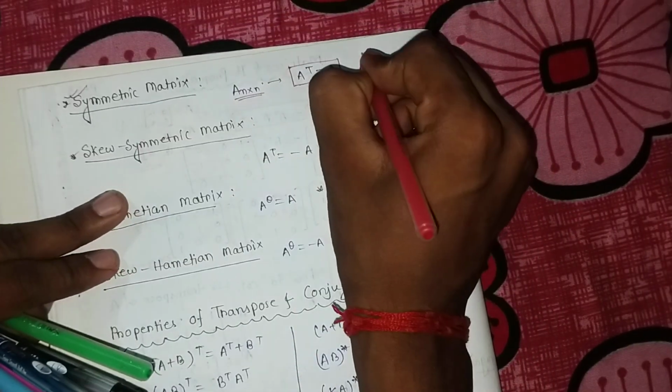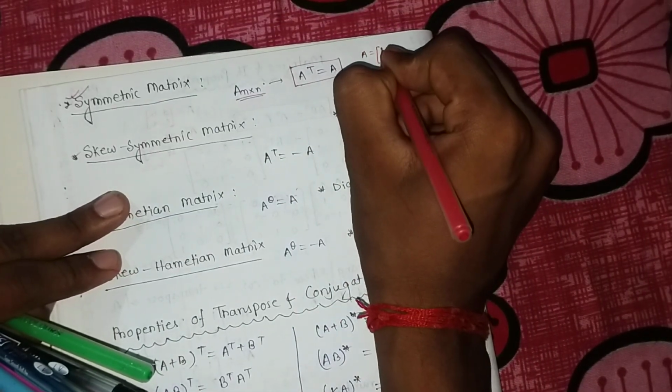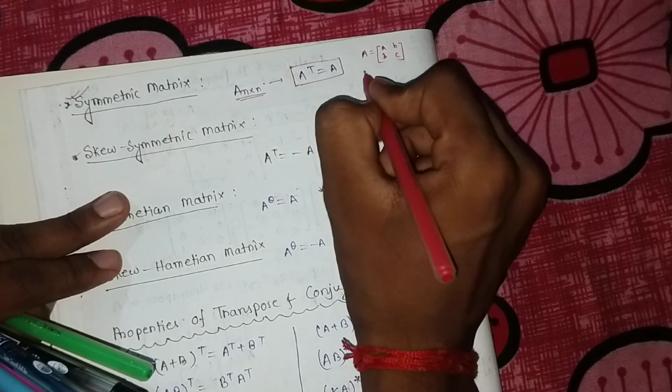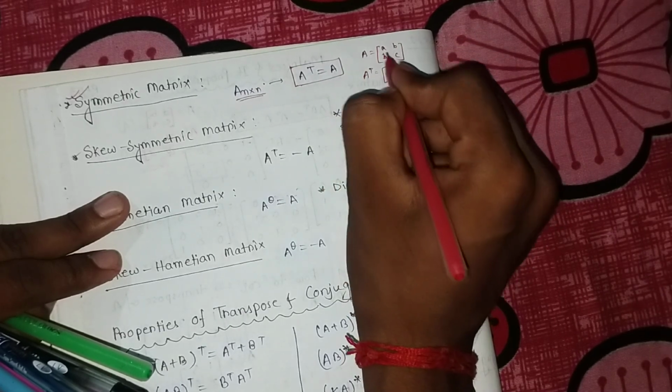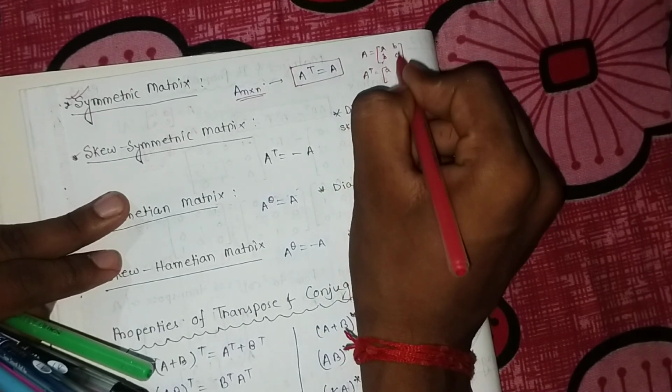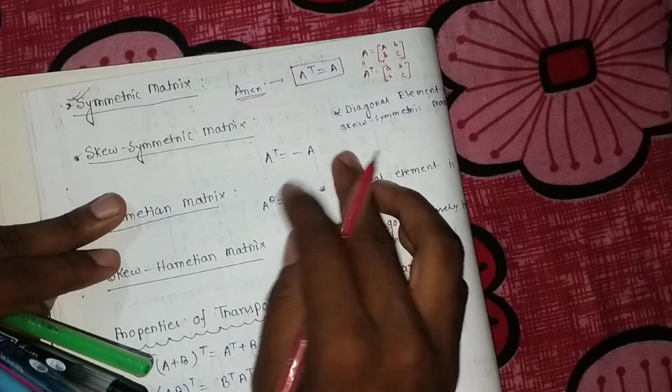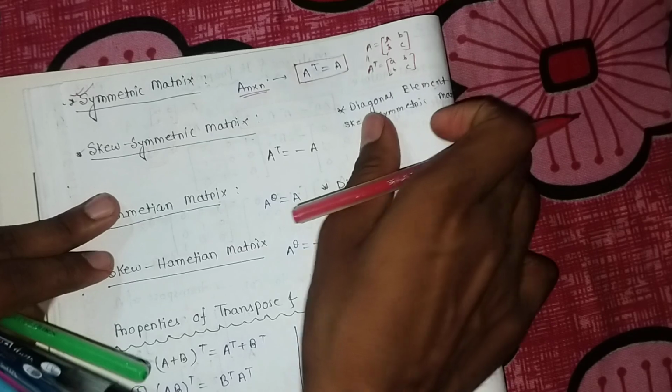For example, A is equal to [A, B; B, C]. The transpose of A is equal to [A, B; B, C], we write here. So AB, BC right here. Now you can see A and B are equal. So this is a symmetric matrix.